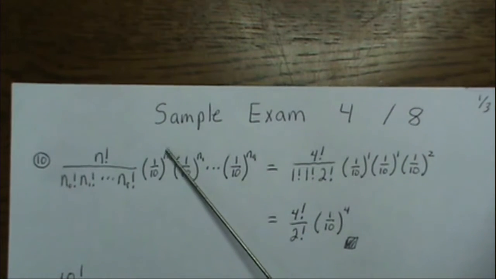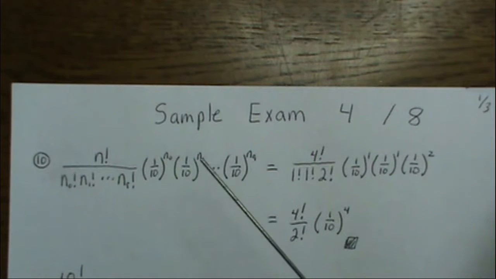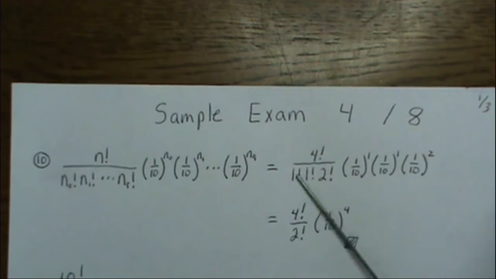So we want 1, 0. We want 0 1s, and we just do that. 1, 0, 1, 5, 2 9s, we get this. And then that simplifies to this, which is one of the answers.